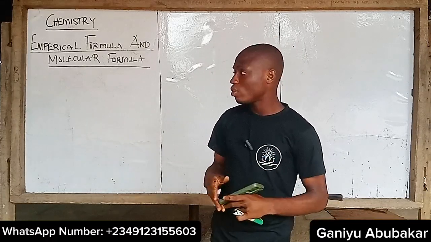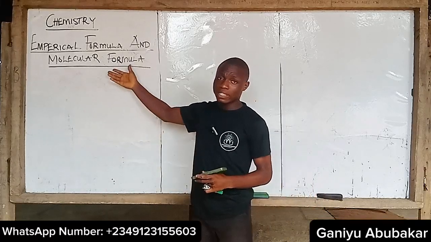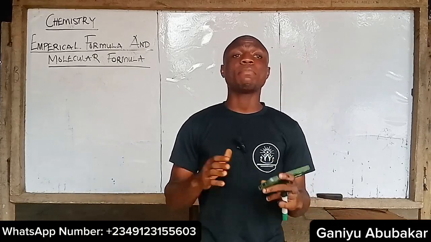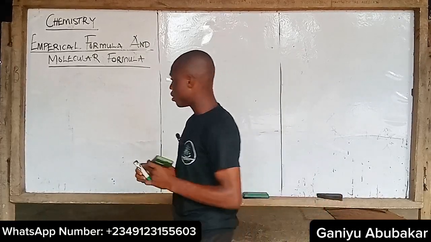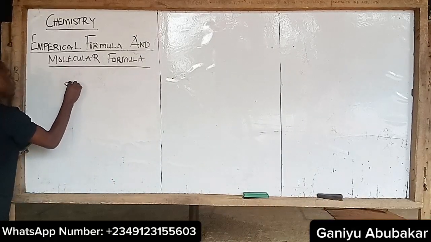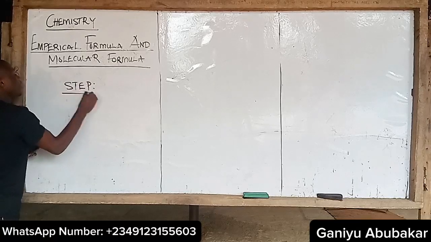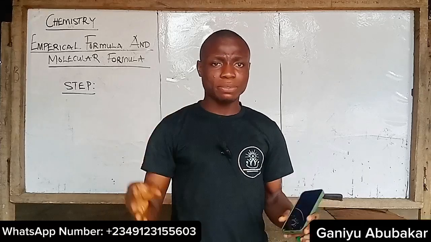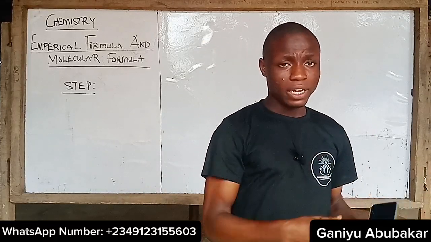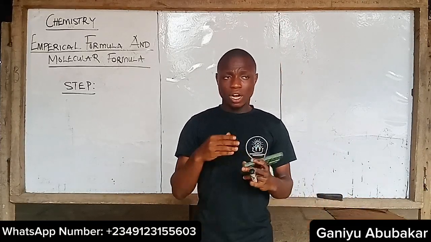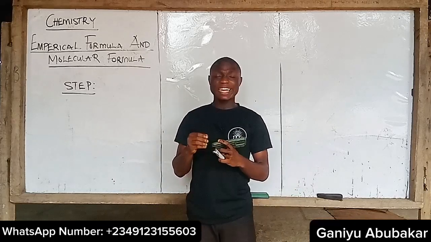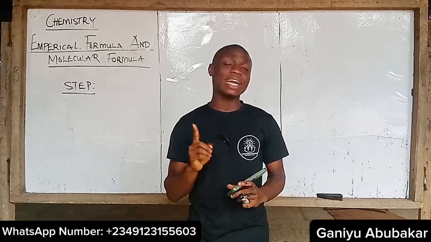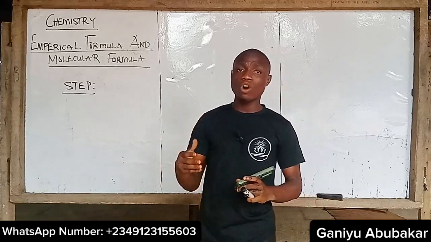All right, I have now discussed the definition of empirical formula and molecular formula. Let's discuss something important called the steps to calculate empirical formula. What are the steps? There are about 4 steps to calculate empirical formula. The first one is to identify all the elements that make up a compound. So the first task is to identify all the elements that make up a compound.